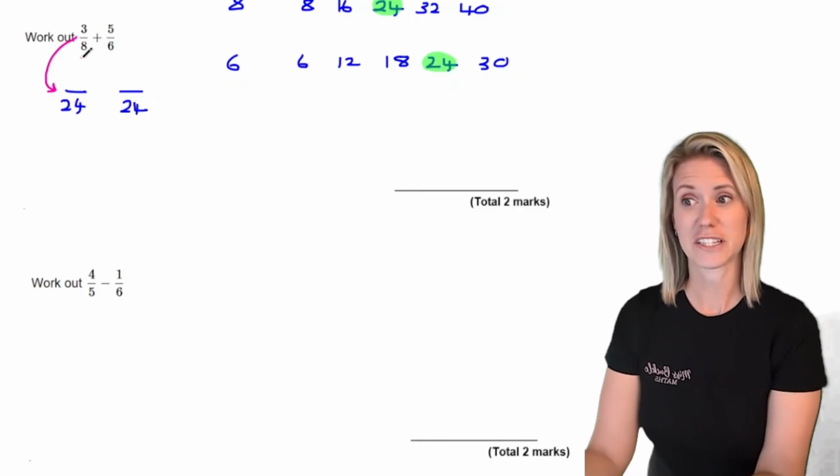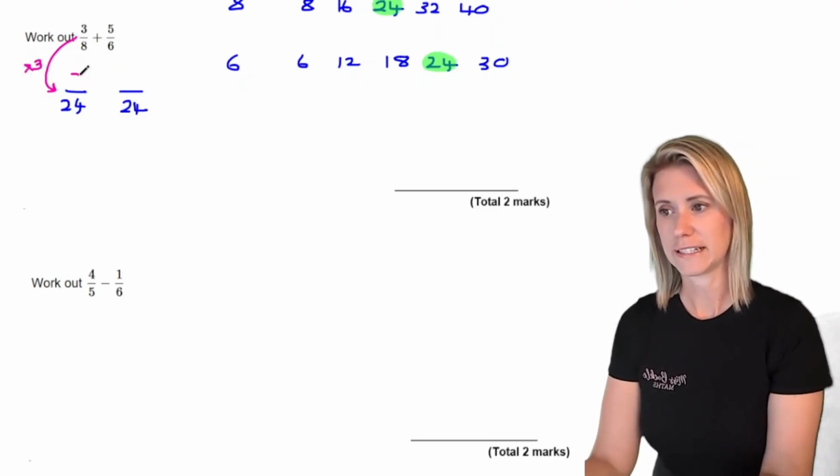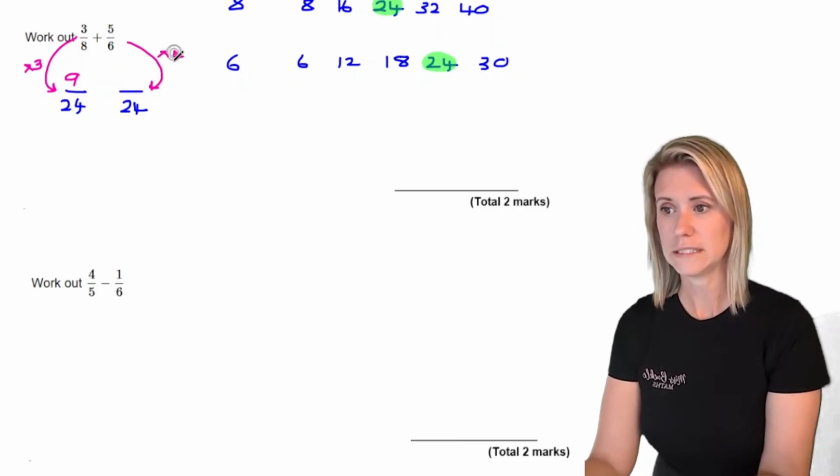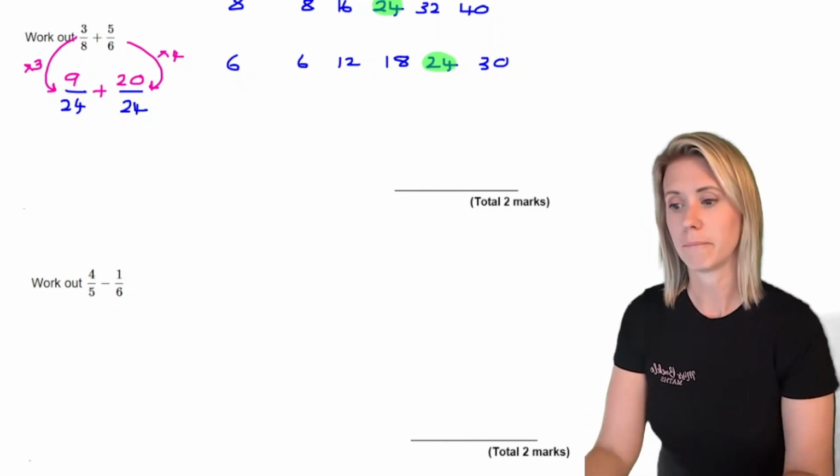And in the first fraction, the 8 has been multiplied by 3. 3 times 3 is 9. In the second fraction, the 6 has been multiplied by 4, and 5 times 4 is 20. So you keep the fraction equivalent, equal, by multiplying them both by the same.